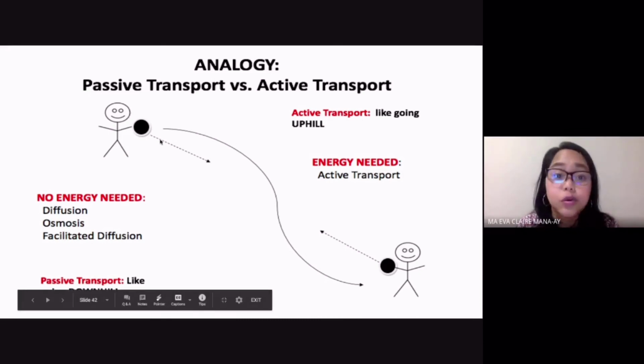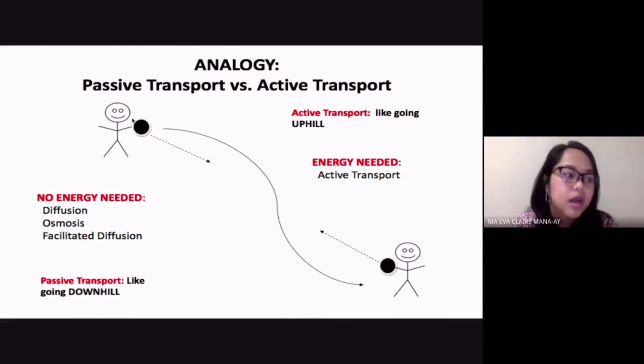Now, when you have active transport, it is like going uphill. That means you need to use energy. Of course, it's going to be very difficult to go uphill. And the movement of materials will be from an area of lower concentration to an area of higher concentration. So that's the major difference between your passive transport and active transport.